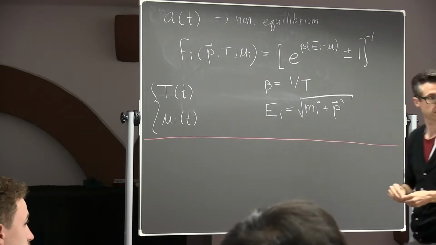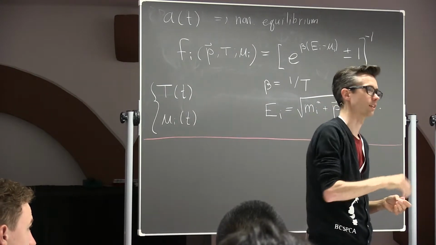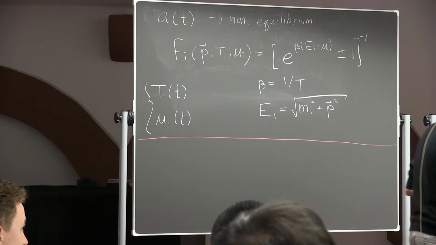I have a question. What should set the scale for the relaxation time? I mean, I'll get to that. Yeah, but it's Hubble, it turns out.